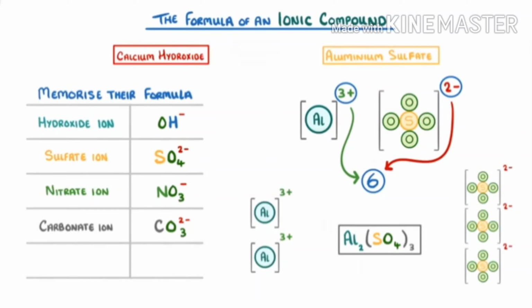In a similar way, the formula for nitrate ion is NO3 and carbonate is CO3 2 negative. In a similar way, ammonium is NH4 positive.